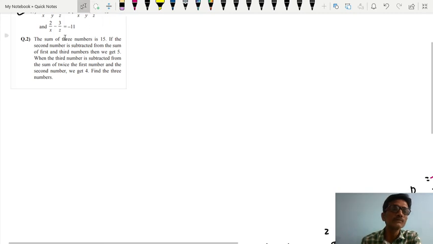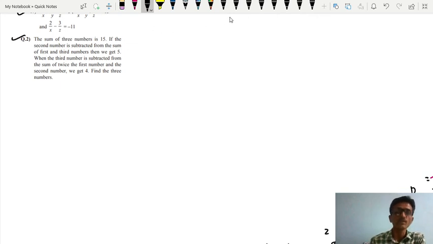See the equation is this: the sum of 3 numbers is 15. Yes students, sum of 3 numbers is 15, matlab x plus y plus z, that is equal to what? 15. Phir iske baad kya hai?